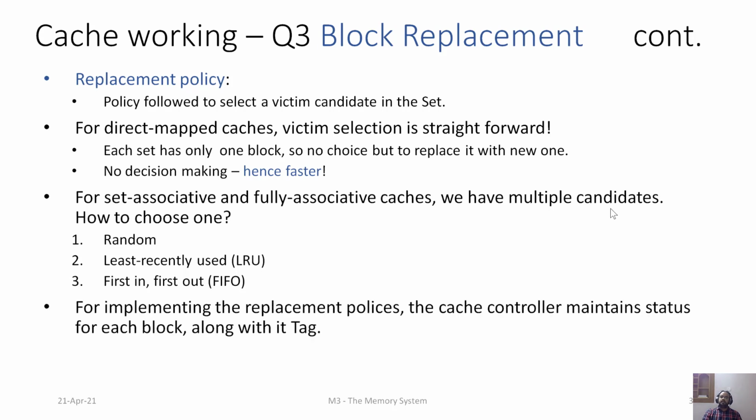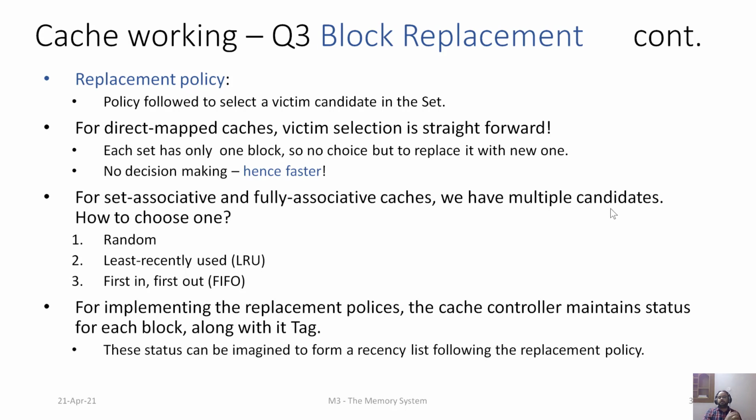For implementing the replacement policies, the cache controller needs extra information for each block, and this extra information will also be placed along with the tag, meaning in the tag array. So let's look at how the cache controller will be selecting the replacement candidate.